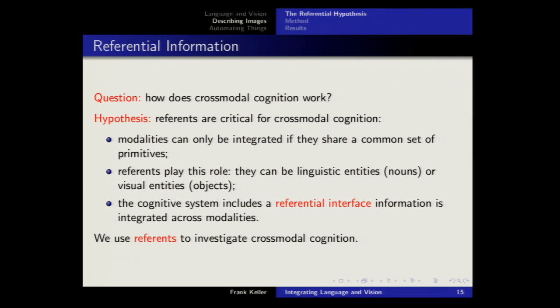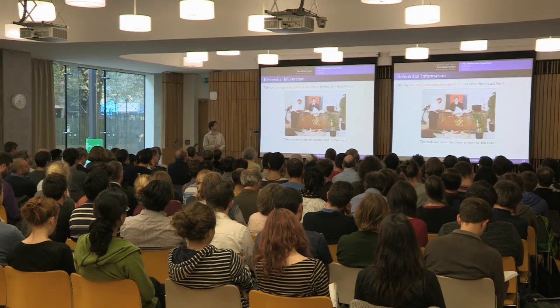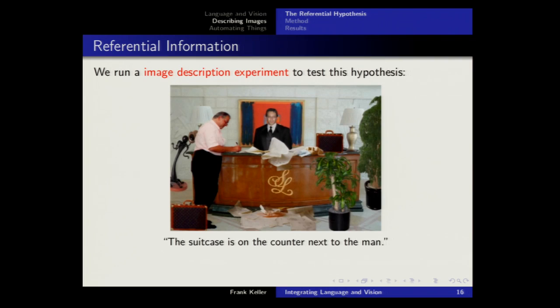So these must be represented in the mind in some way, and these are the entities through which modalities can communicate. So we assume that modalities need to share a common set of primitives in order for them to be integrated. And I will argue that reference plays a role. These can be linguistic entities, such as nouns, for example, or noun phrases, or visual entities, such as objects. And so the cognitive system integrates them through an interface, through a referential interface that relates the two types of reference to each other. And this is how I would like to propose cross-modal integration works. And that's just a hypothesis at this point. How can we test that hypothesis? Well, here we ran an image description experiment.